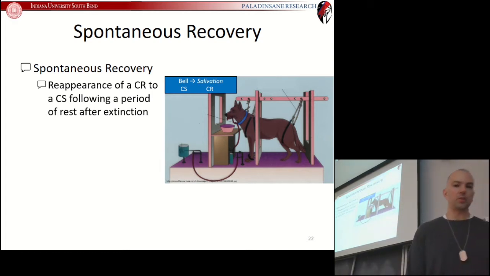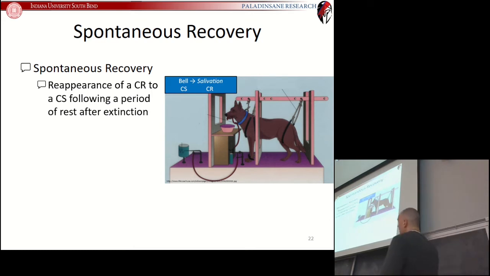And this, I mentioned, was insidious. This is one of the biggest obstacles when people try to change their behavior, when people try to get rid of, for example, phobias. Because this spontaneous recovery means that you can recover your phobia, you can recover that conditioned response of fear by doing nothing else than taking a break.